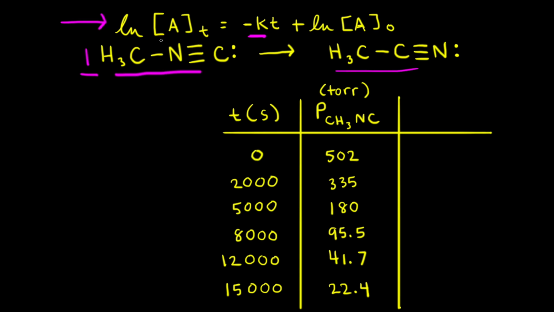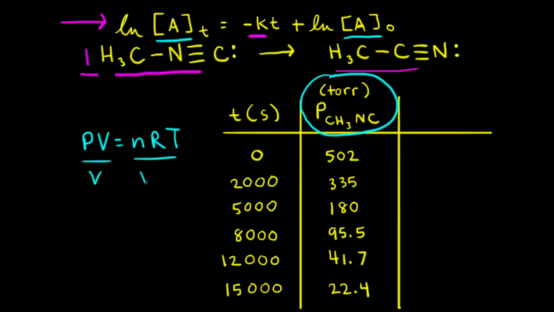Also notice that this form of the integrated rate law is in terms of the concentration of A, but we don't have the concentration of methyl isonitrile in our data table. We have the pressure of methyl isonitrile. But pressure is related to concentration from the ideal gas law, so PV is equal to nRT. If we divide both sides by V, then we can see that pressure is equal to n over V times RT, where n is moles and V is volume. So moles divided by volume would be molarity. So molarity times R times T. And therefore pressure is directly proportional to concentration.